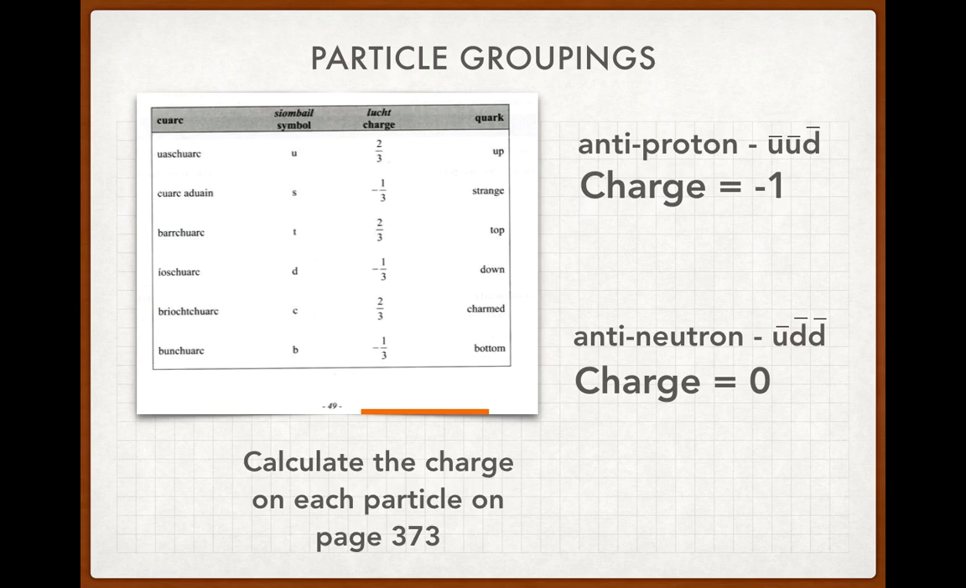So the antiproton has the same mass as the proton, but it's got the opposite charge, and that's down to the fact that it's got the anti-quark composition of the proton. And you can repeat that for the neutron as well, but you'll notice the charge on the neutron and the anti-neutron is the same, but the quark composition is different.